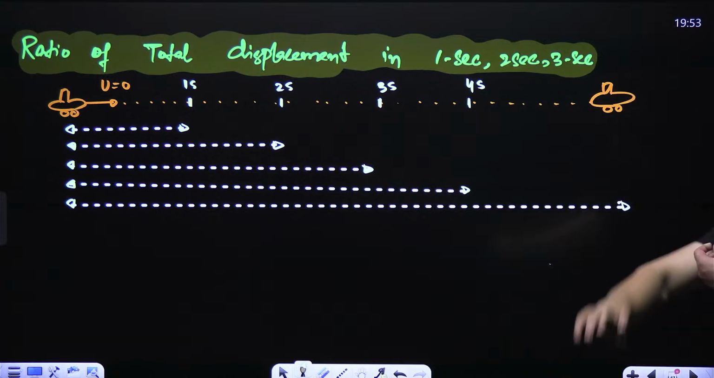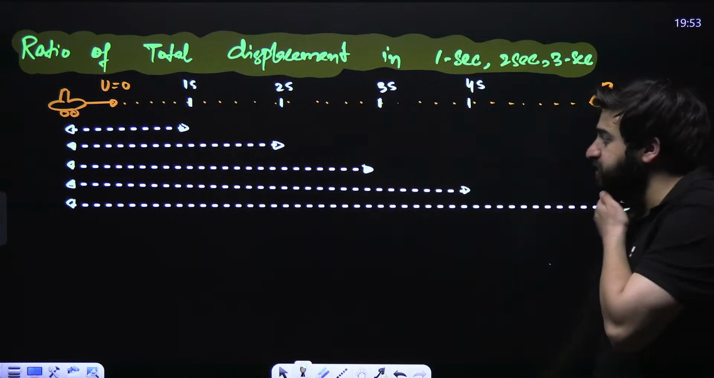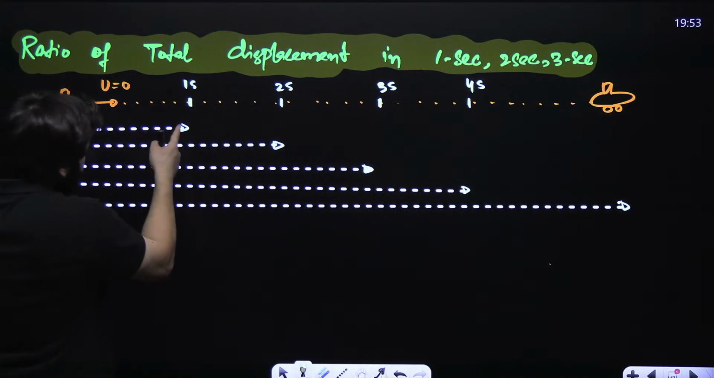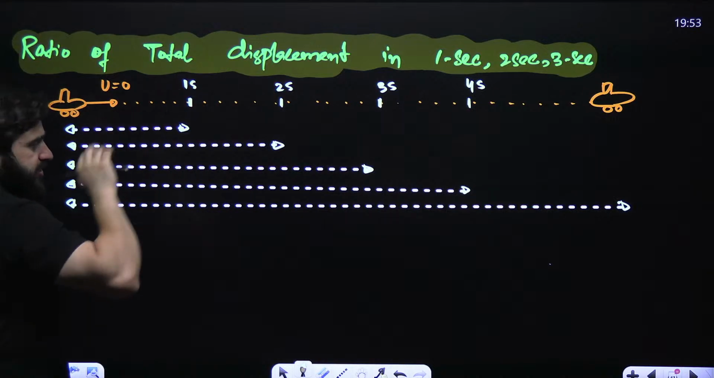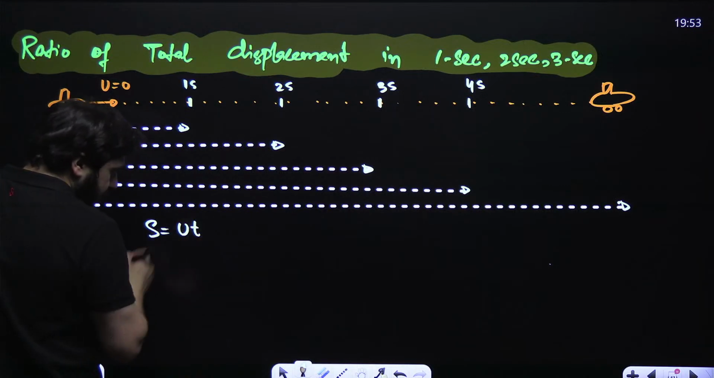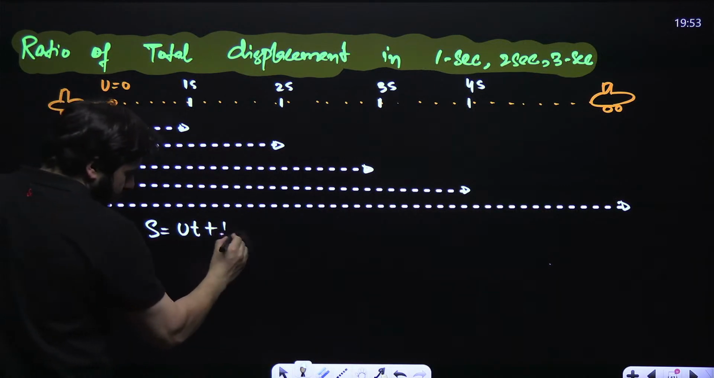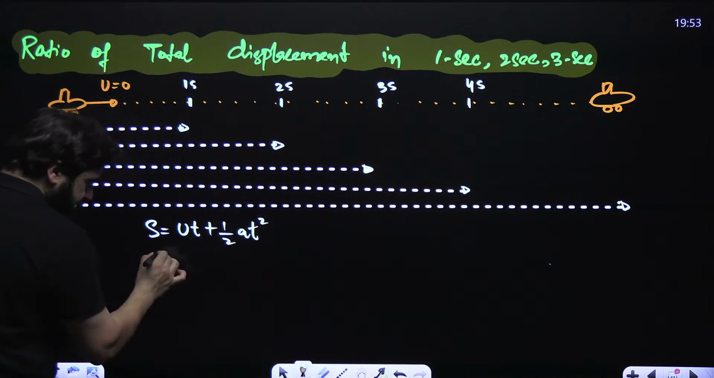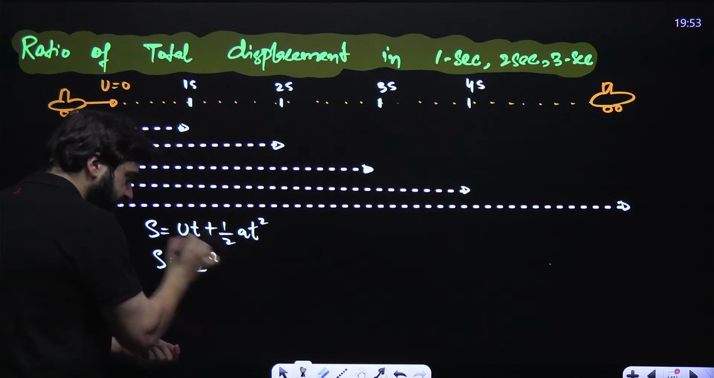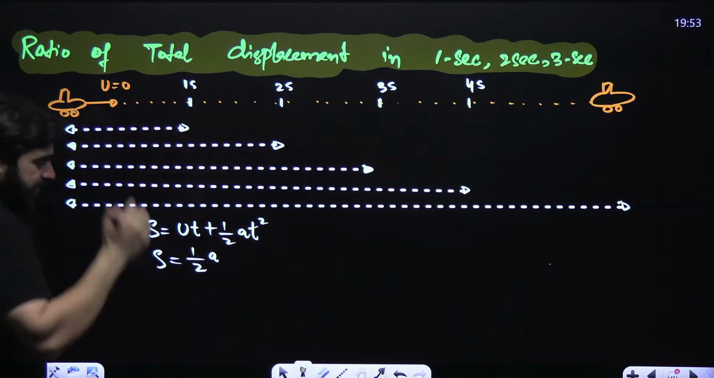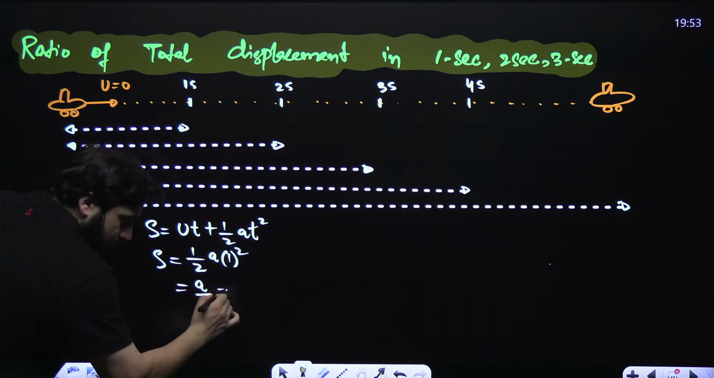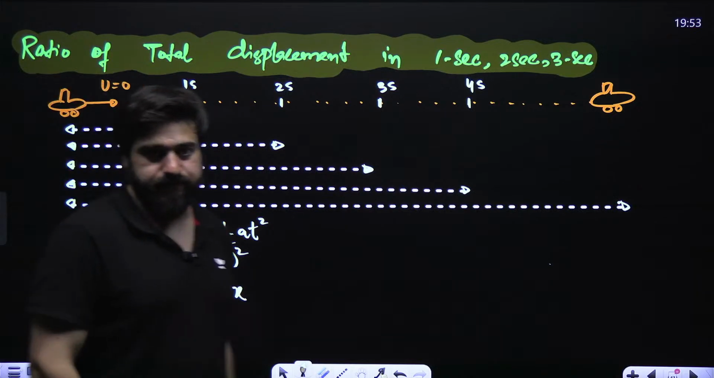Guys, understand very carefully. Can you tell me how much this displacement is if the acceleration is a? This displacement will be s = ut + 1/2 at². Initial velocity is 0, so it will be 0, plus 1/2 times acceleration, and time here is 1 second, so 1 squared. So it will simply be a/2. Let's call it x.